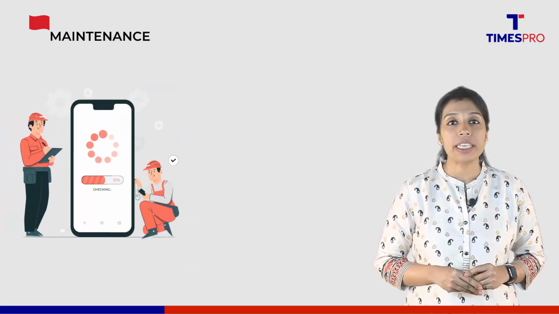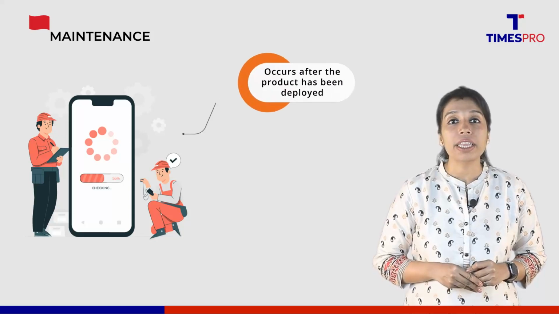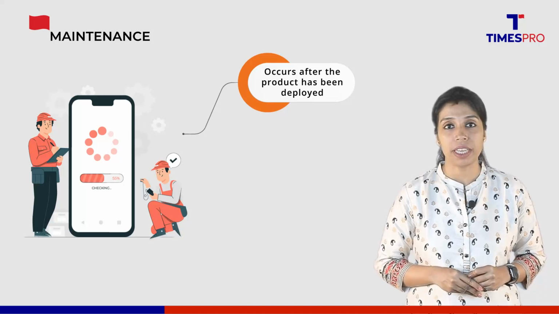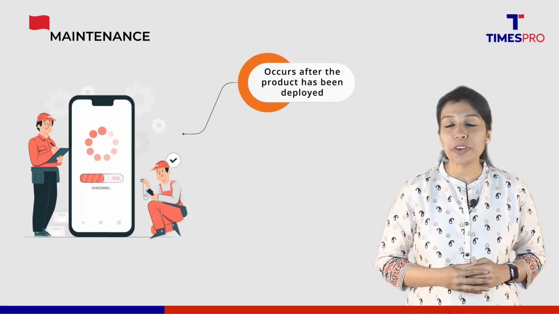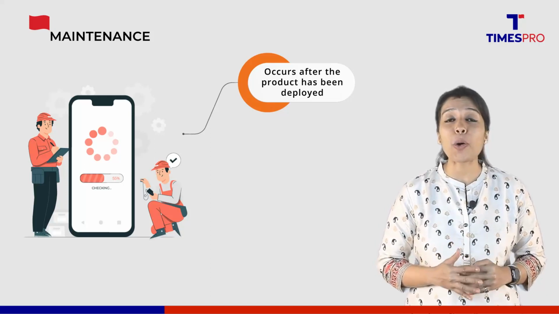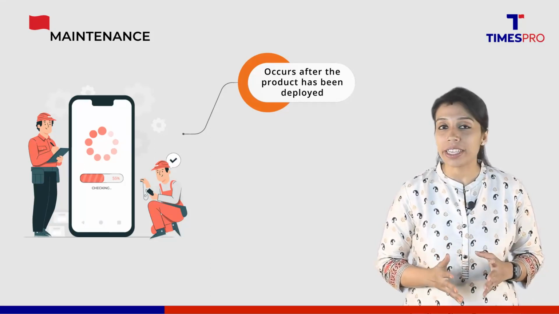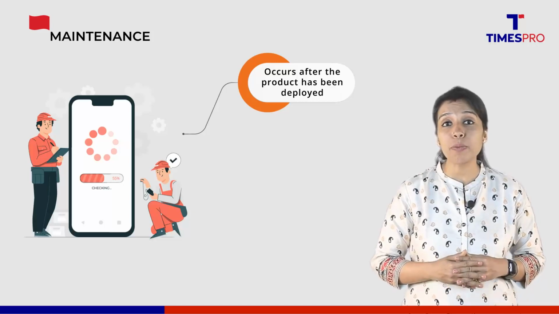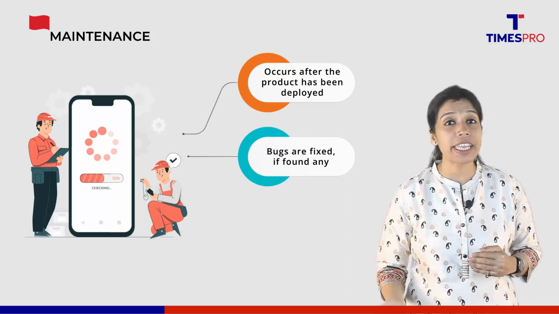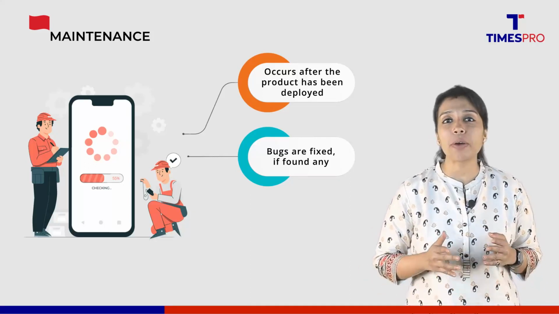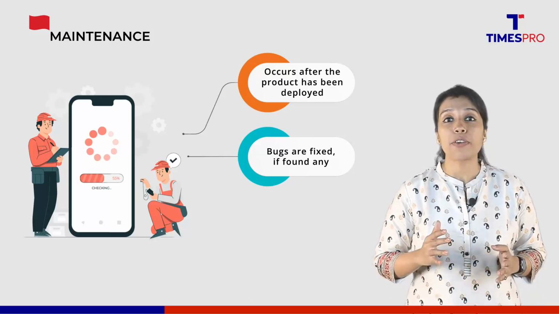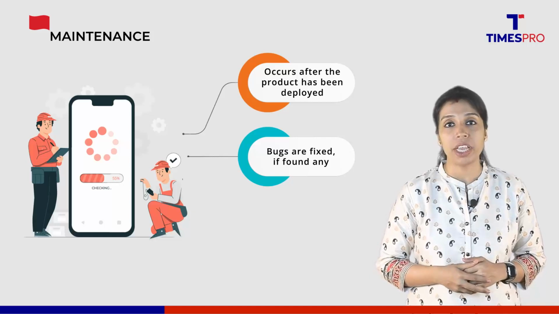The next phase is maintenance. This phase occurs after the product has been deployed. Do you know the different versions of Android that were introduced? We started with a version and today we are on the latest version. Why does this happen? Because there might be some problems or some bugs in the previous version that are rectified in the next version. Similarly, if our product has some bugs or if the product is causing some problem, they are fixed during the maintenance stage.